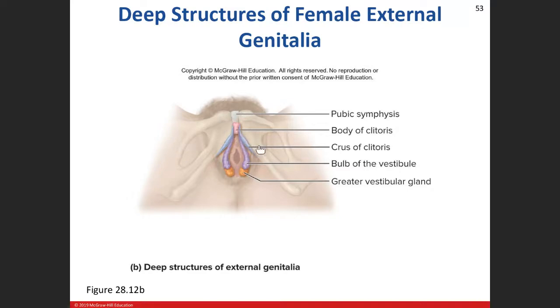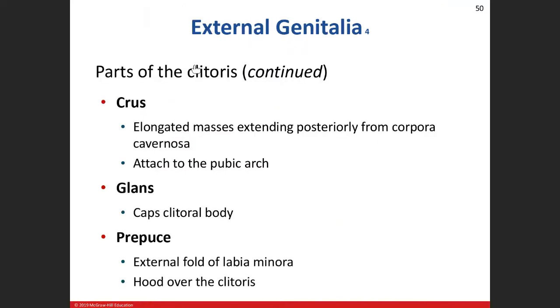I'm showing you the wrong one, this is the crus. The crus are individual structures that then provide the corpus cavernosa, which come together to form the body. At the tip of the body is the glans right there. The crus are going to sit right there at the base of your pubic arch. And the pubic arch is the inferior pubic ramus.